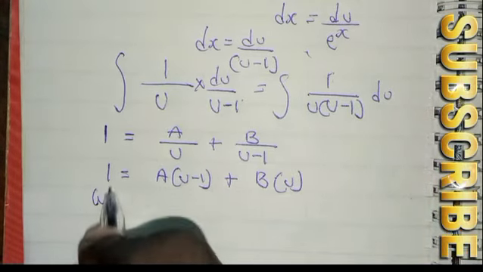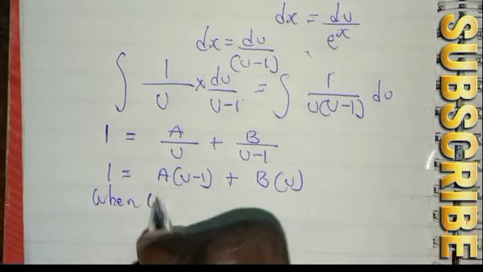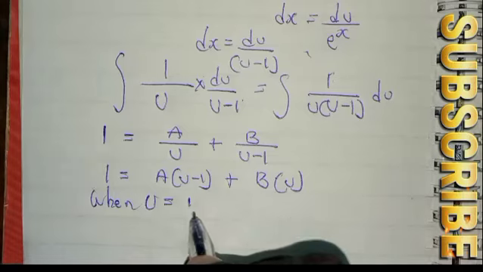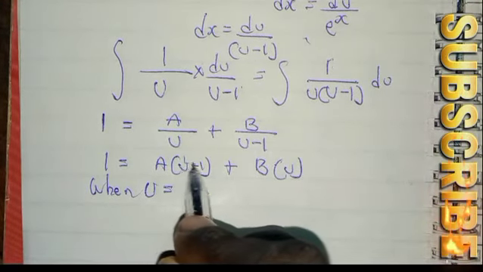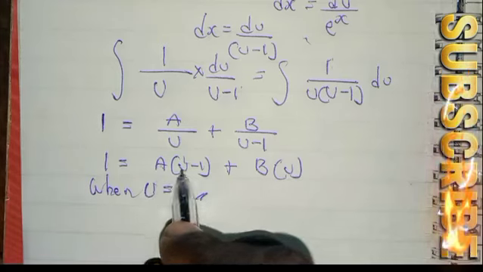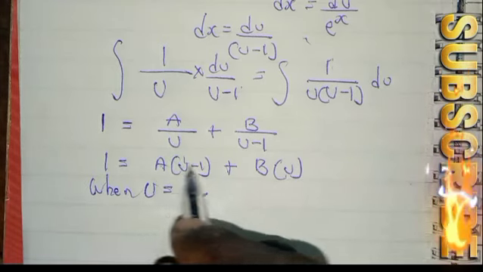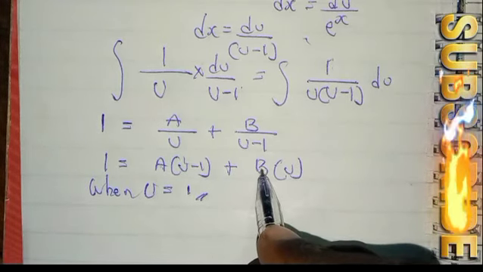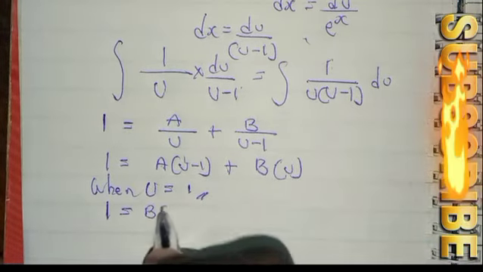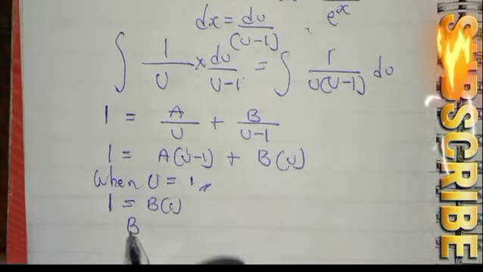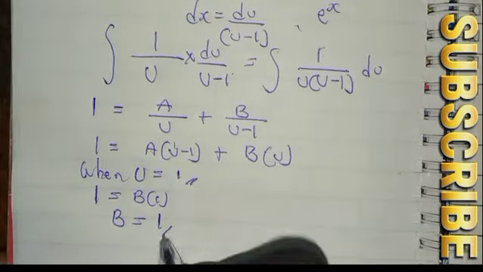So when u is equal to 1, when you make a substitution here, you are going to have 1 minus 1, which is 0, right? So A multiplied by 0 is automatically 0. Therefore, we will be able to look for our value for B, which is going to be 1 is equal to B multiplied by 1. So we have the value of B to be equal to 1, right?